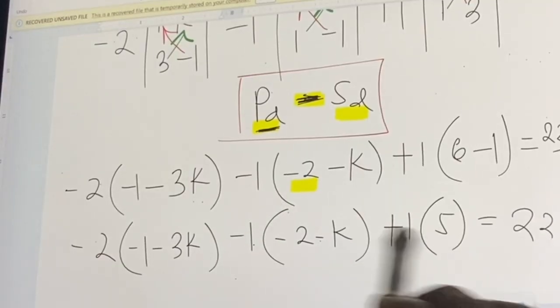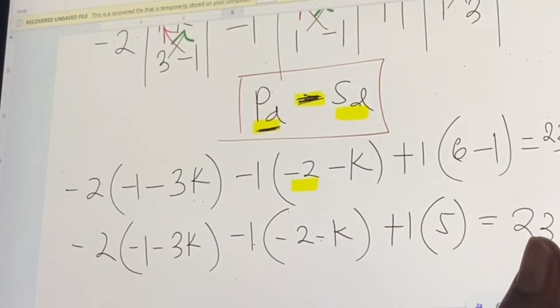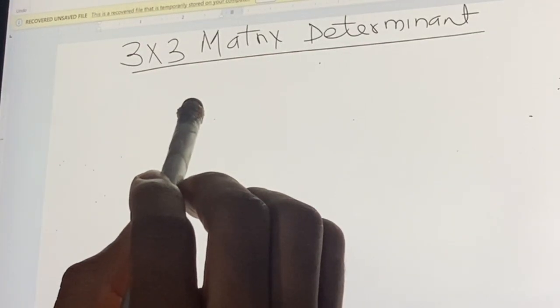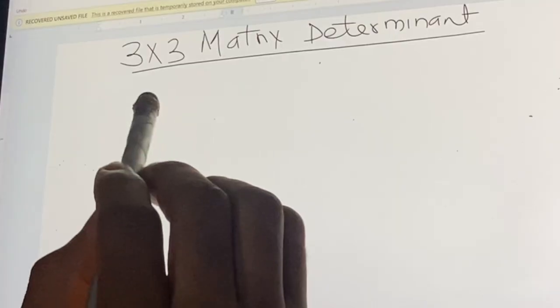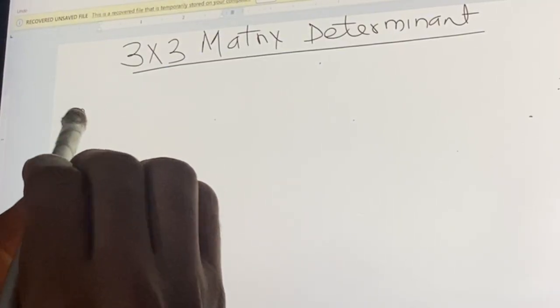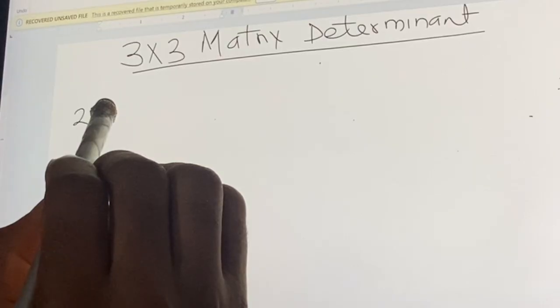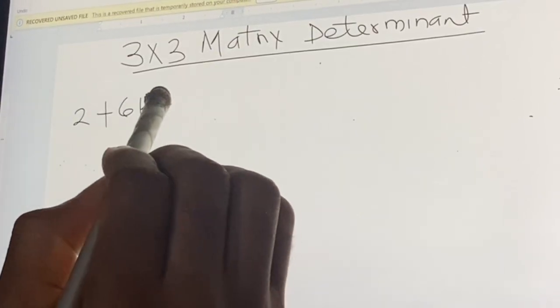Please take note. So the next thing here is to open the bracket. Let's open the bracket, please. Minus 2 times minus 1 gives us 2 when you open that bracket. Okay, minus 2 times minus 3k will give us plus 6k.